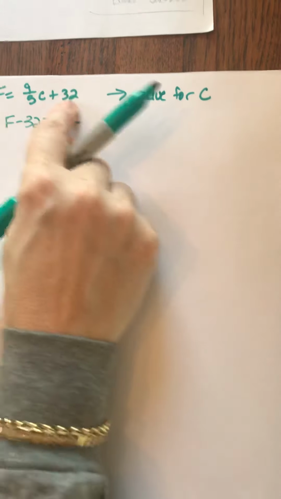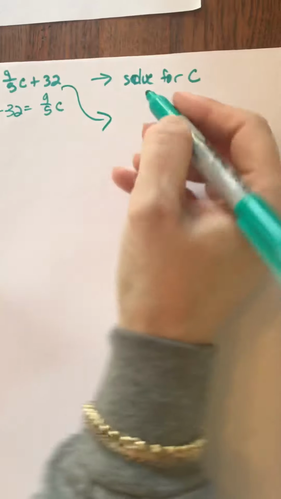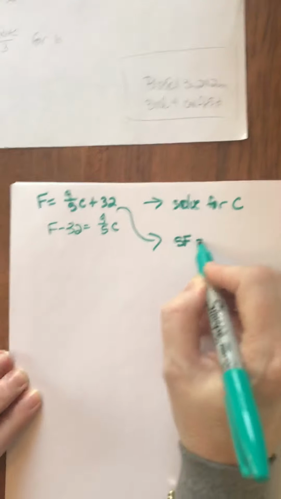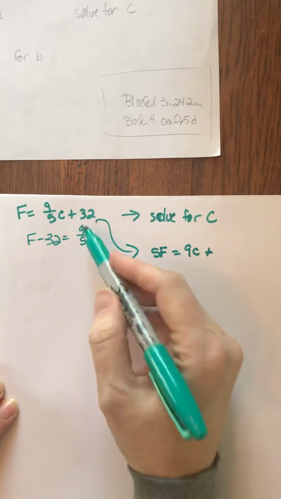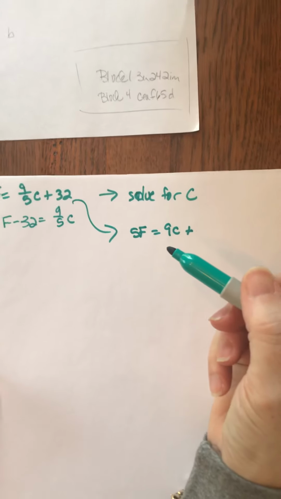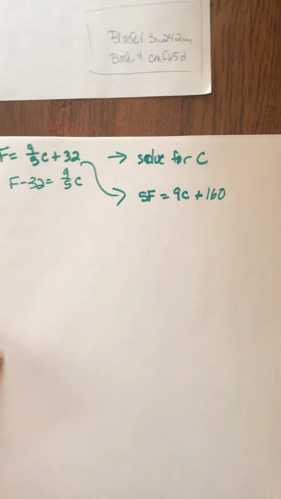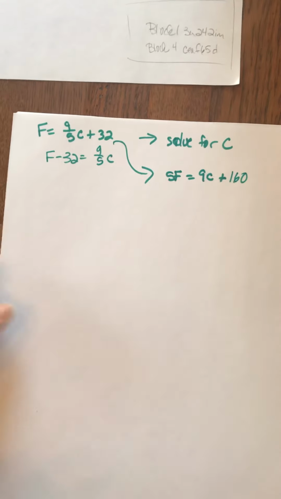You could do that. If you wanted to, you could take this equation and start it by multiplying everything by the denominator, so that you would have 5f equals 9c plus, what's 32 times 5? 160, I think. And you can go that way. So either way, and then finish by multiplying by c.